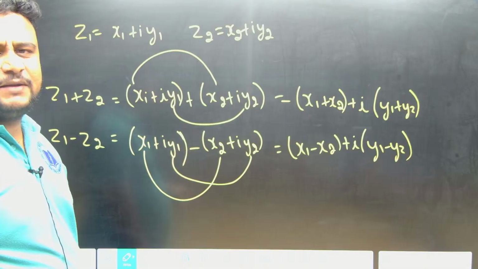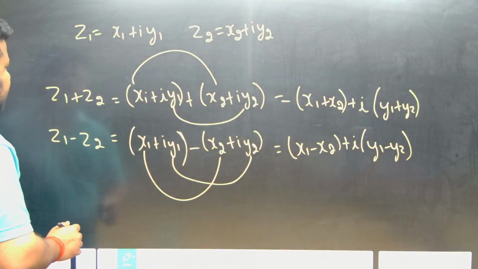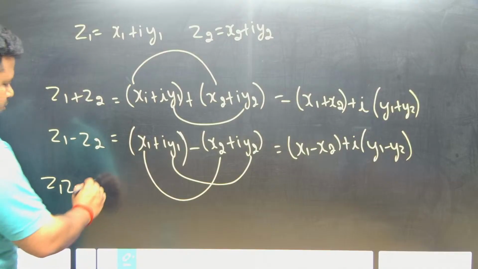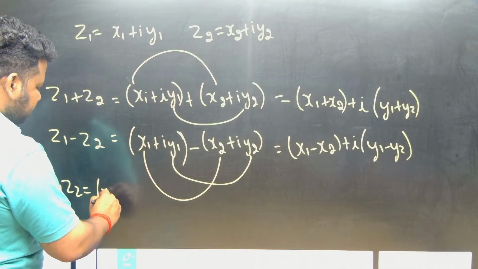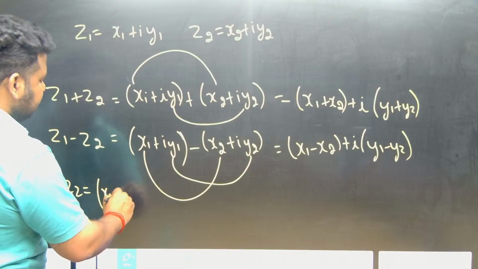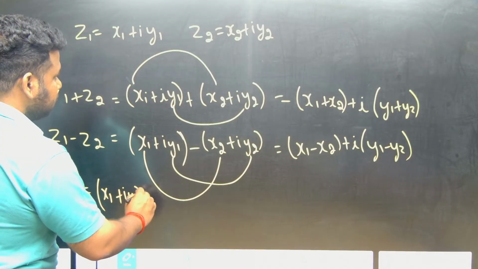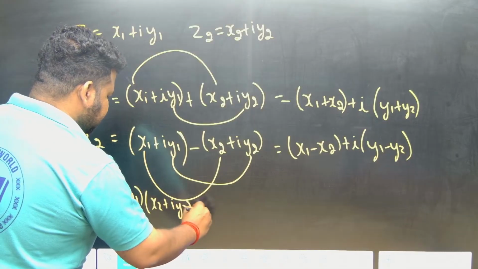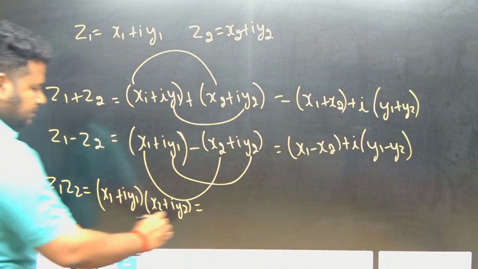Now what about multiplication? For z1 z2, if I do multiplication, you just do it like normal multiplication. x1 plus i y1 into x2 plus i y2, just directly multiply. So x1 into x2 is x1 x2.